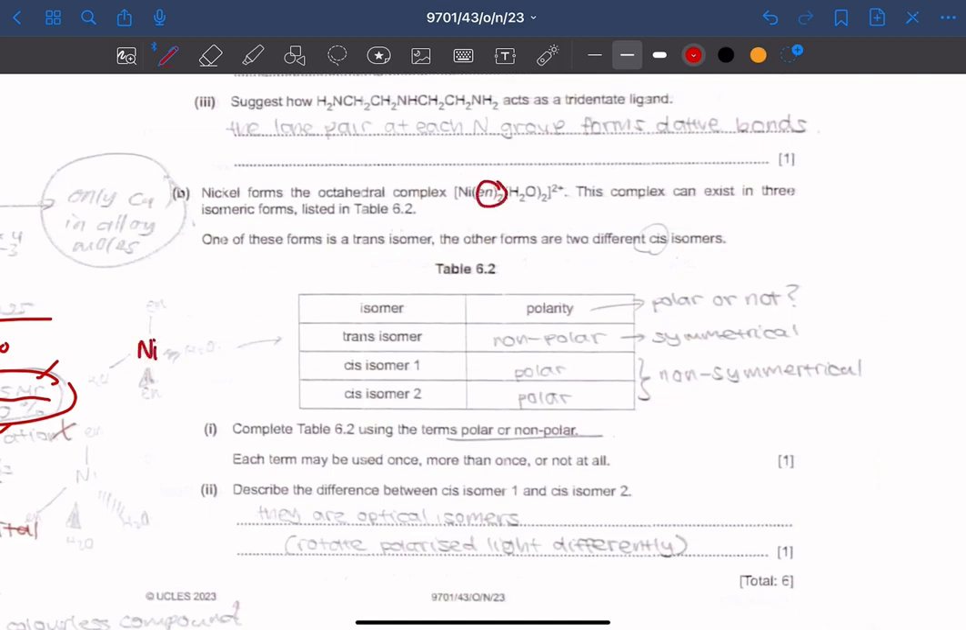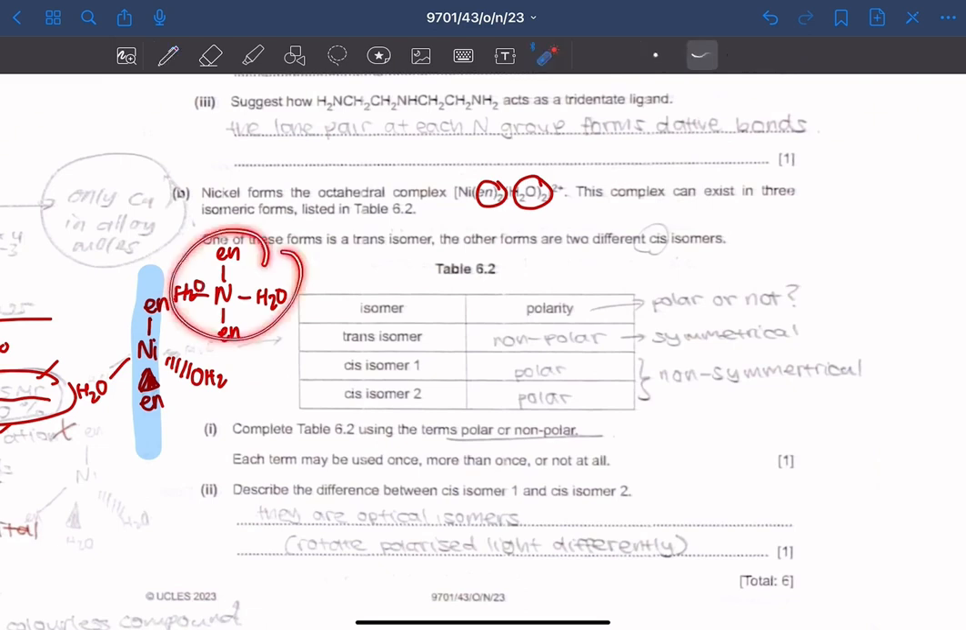There are 2 N ligands and 2 H2O. Because it's octahedral, I'm drawing it in a 3D structure. N, H2O, and so on. So this is the trans isomer, where it's up and down. Because it's completely symmetrical when you draw it, with H2O on opposite sides, it is a non-polar compound.